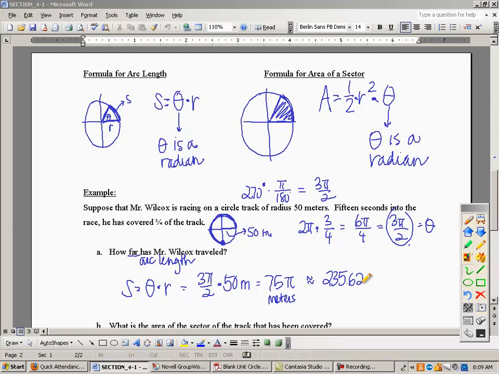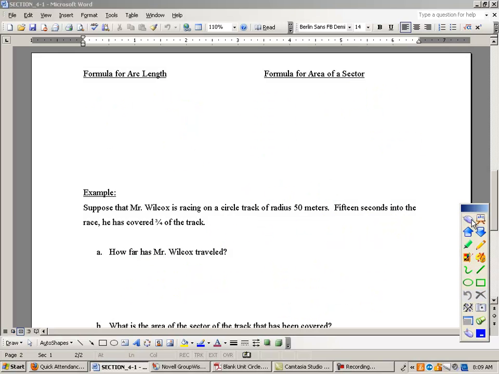This is about 235.62 meters. You do have to have that label. Okay? And you could give it to me either way if they say exactly or approximate, but the label has to be there no matter what, okay? So far we know that the angle traveled is 3 pi over 2. Keep that in mind as I move along.